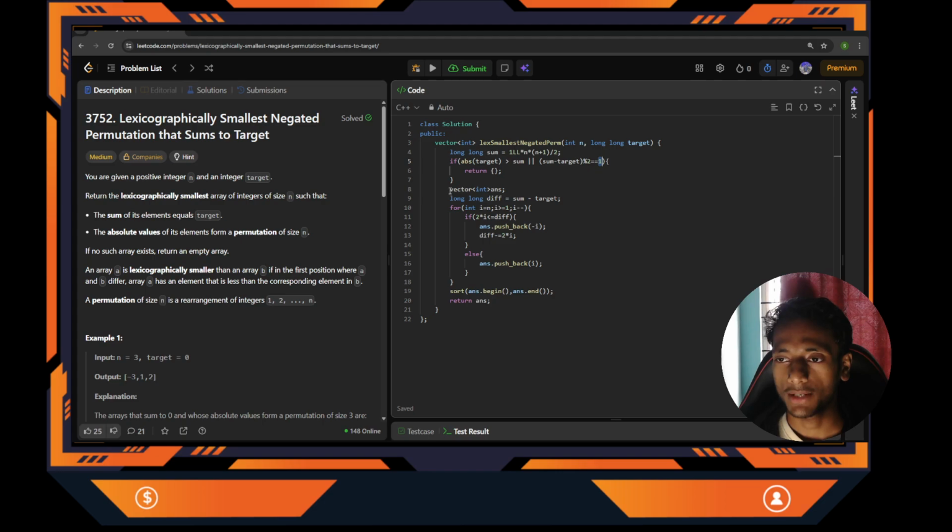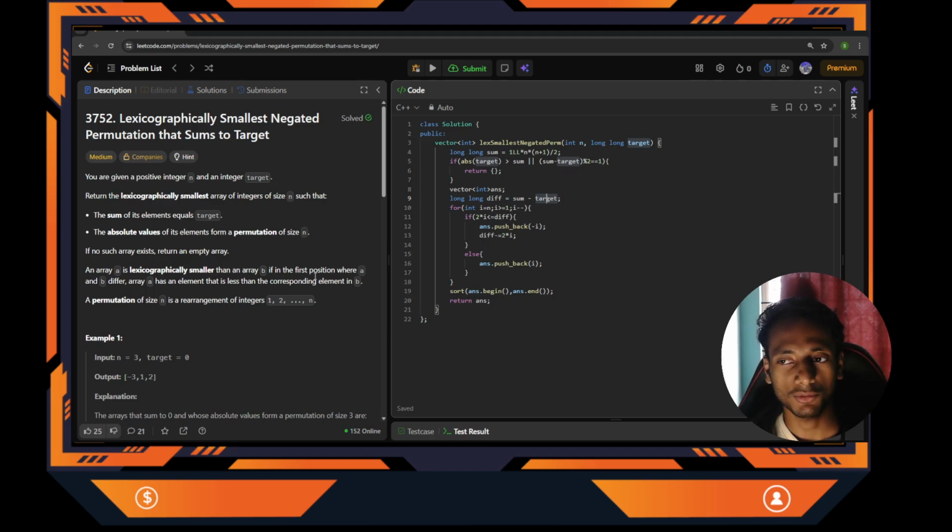Else we have some valid array. So I will take an answer array, a vector of integers, and find out the diff, the total sum I have to decrease. That will be sum minus target. There is no absolute value here, because suppose our positive sum is 6 and our target is -6. So I have to decrease by 12, and then I will have -6.